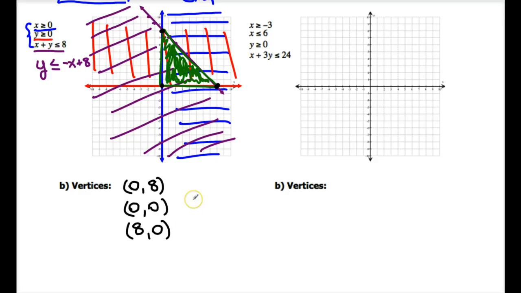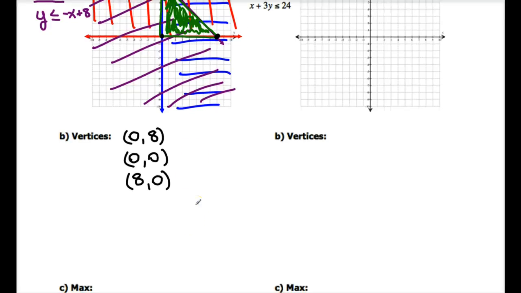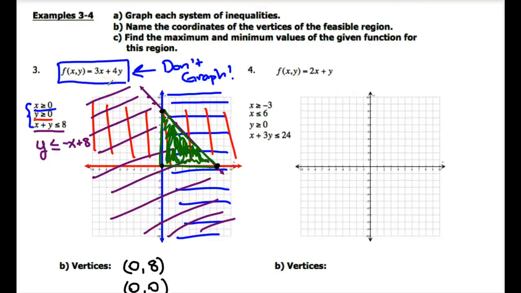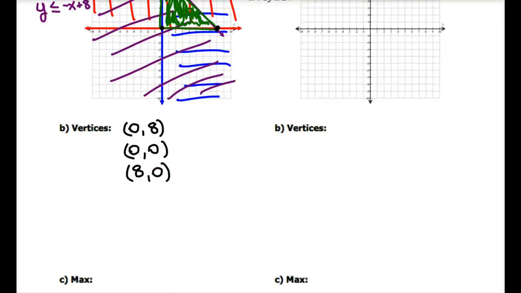Okay, so now I'm going to plug each of these points into my objective function, which is up here at the top. F of xy equals 3x plus 4y. So f of 0, 8, we'll do that one first. It's going to be equal to 3 times 0 plus 4 times 8. So that gives me 32.